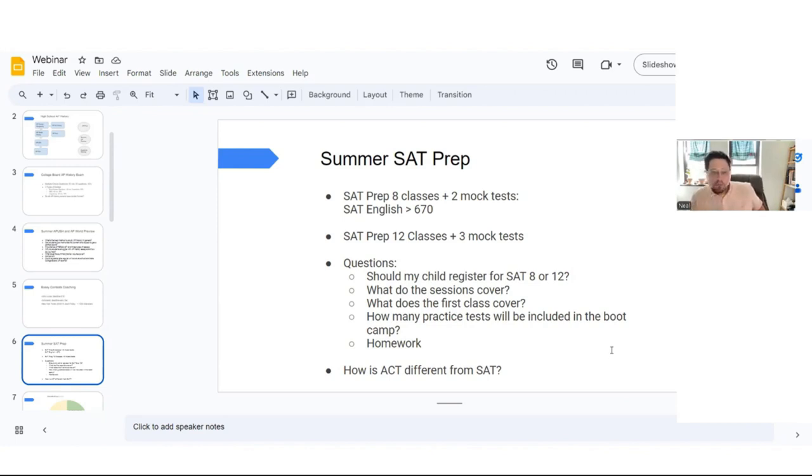Will there be homework? Every day, between every class, there will be a reading section or a writing section. It's usually about an hour of work between each class.